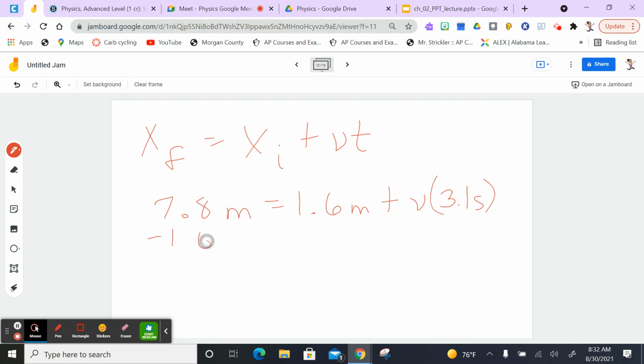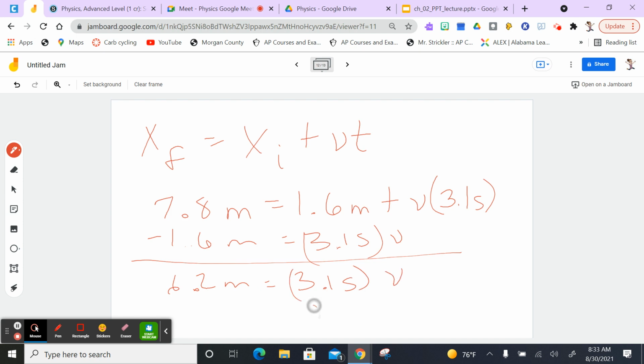So we're going to subtract 1.6 meters from both sides. Then we're going to divide. Okay, so 7.8 minus 1.6 is 6.2 meters, over 3.1 seconds. There's our velocity. So divide both sides. 6.2 divided by 3.1 is 2.0. I have to put the 0.0 because of significant figures. Got to have 2 in my answer. And that's meters per second. So that's my velocity.